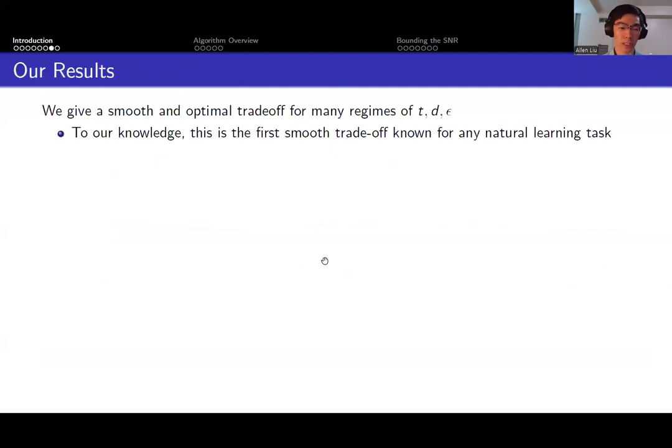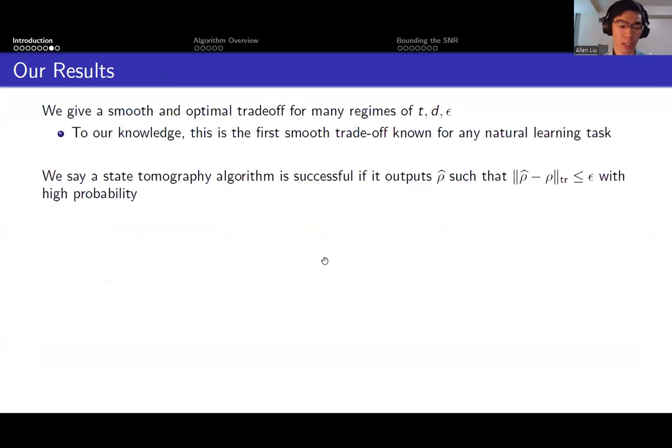So our main result is that there is actually a smooth and optimal trade-off for many regimes of t, d, and epsilon. And to our knowledge, this is the first smooth trade-off between entanglement and copies for any natural quantum learning task. Specifically, we say a state tomography algorithm is successful if it learns to trace distance epsilon with high probability.